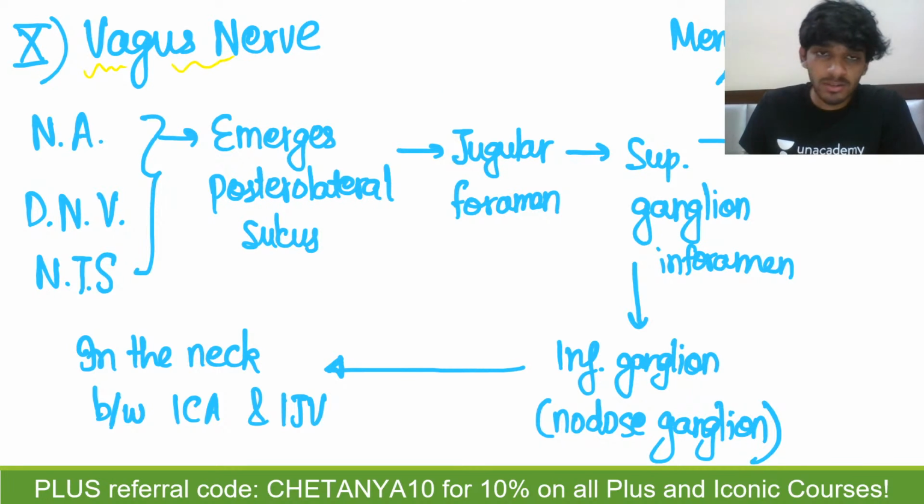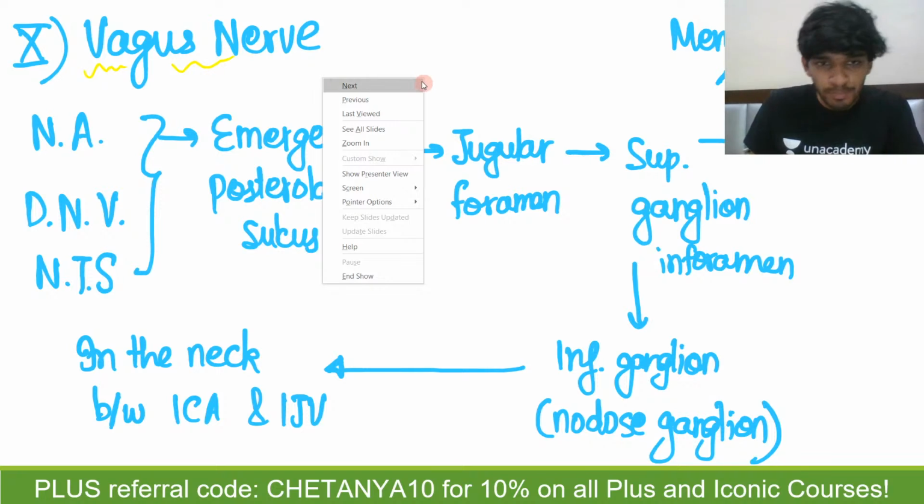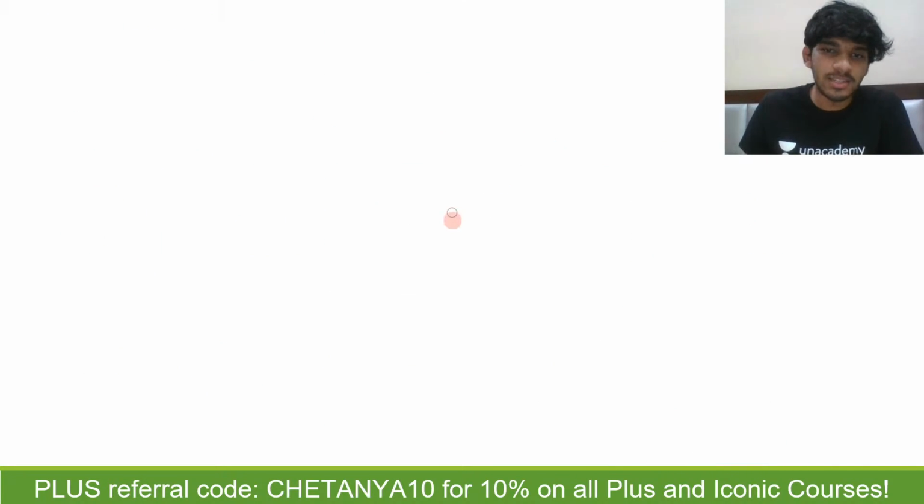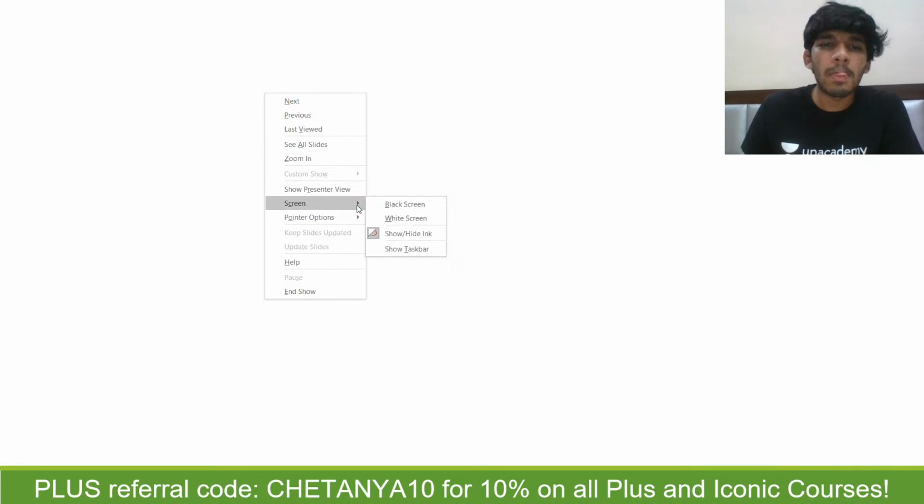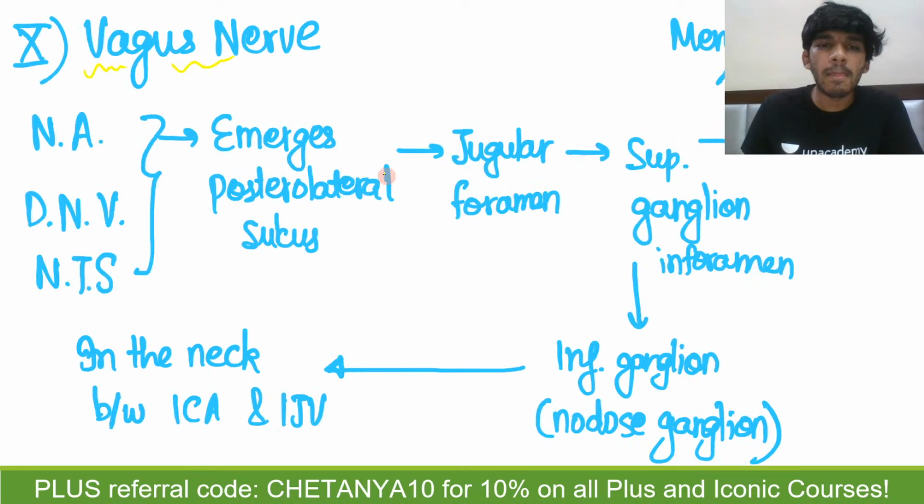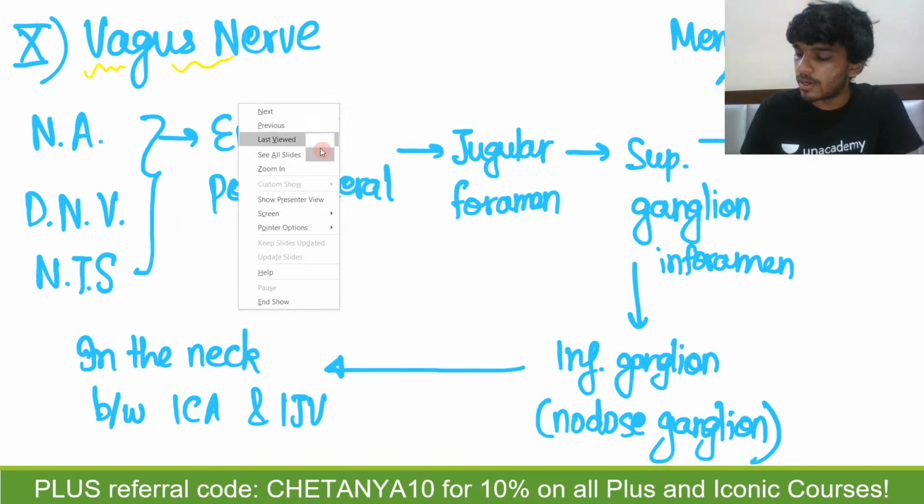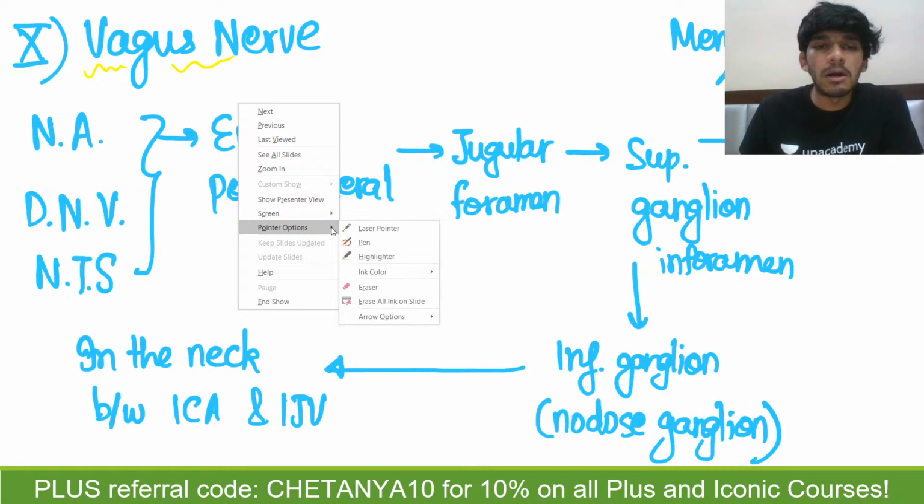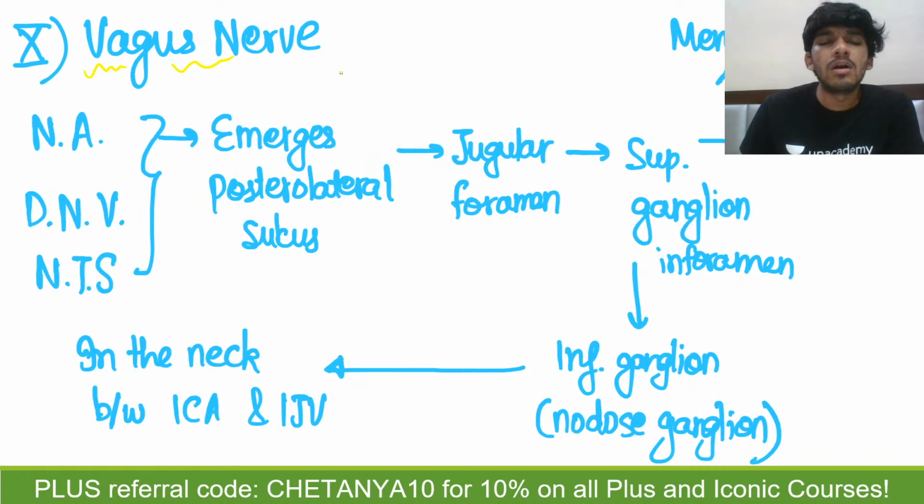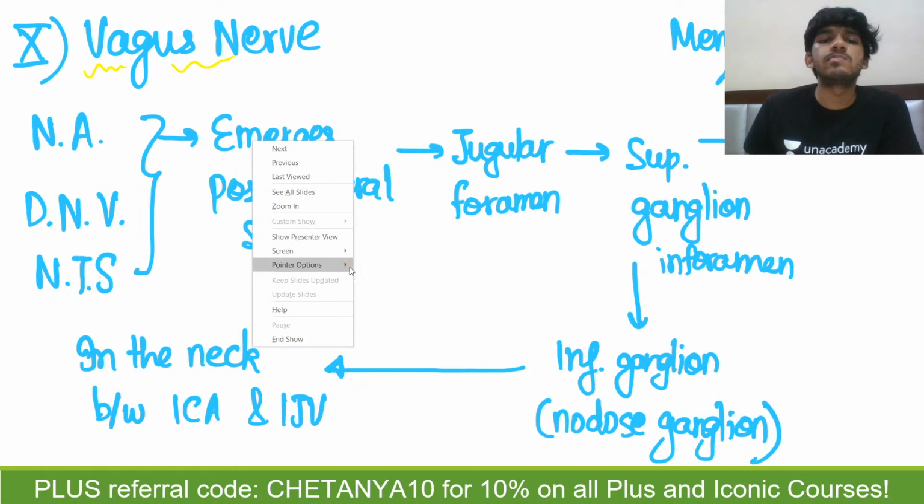Vagus nerve is very important, as you all know, but the good part is that in head and neck it is not so much here, it is not as much as overall. Okay, right Akash, thank you. So now I'll have to change the ink color.